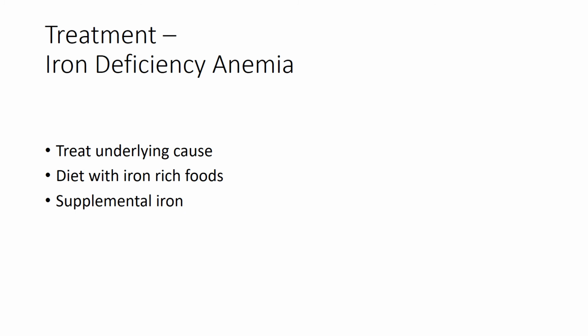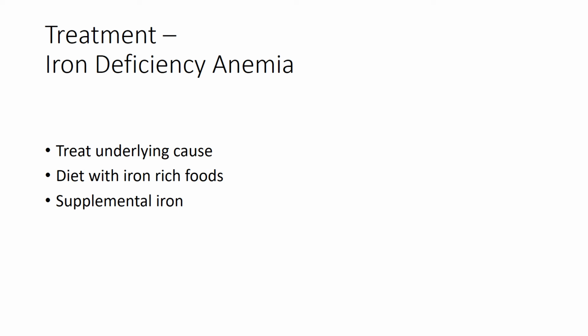The treatment of iron deficiency anemia is focused on either identifying and treating the underlying cause, increasing the diet with iron-rich foods, or providing supplemental iron. If the anemia is due to chronic blood loss, the focus will be on treating the underlying cause. In addition, the treatment will focus on increasing the diet in foods rich in iron. These would include red meats, egg yolks, green leafy vegetables, raisins, and kidney beans.